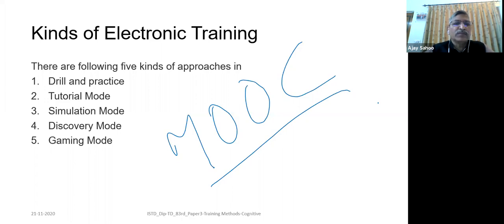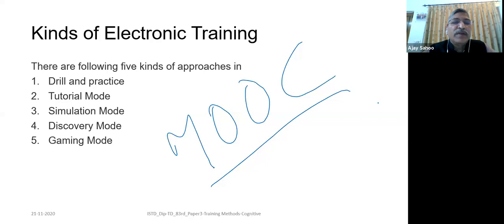Third is simulation mode. Simulation mode we have already discussed. Just like physical simulators, you will have online simulators, and your learning takes place on that.